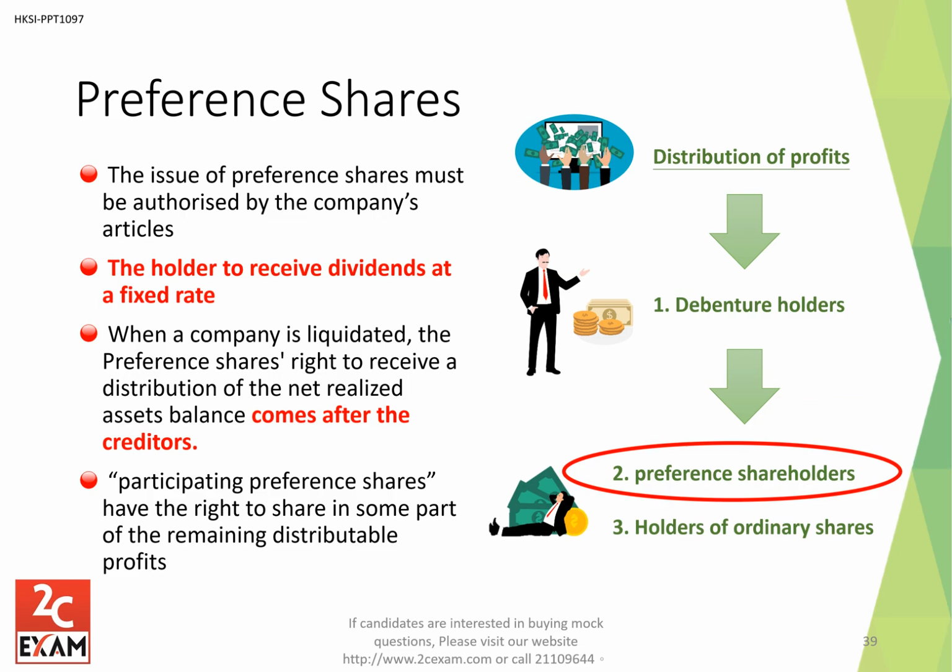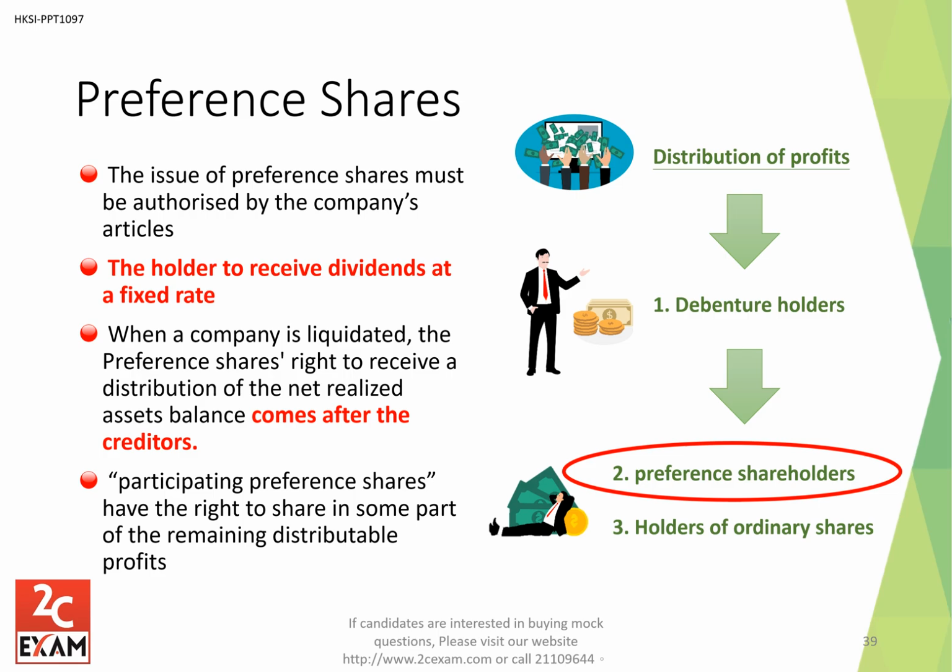What are preference shares? To issue preference shares, the company's articles of incorporation must authorize it. The main difference between preference shares and ordinary shares is that preference shares receive fixed interest, that is, the dividends are predetermined and it is clear how much shareholders will receive. Also, if the company goes into liquidation, preference shareholders have priority over holders of ordinary shares in receiving the remaining value of the company. However, keep in mind that, in the distribution of assets, preference shareholders rank after creditors.